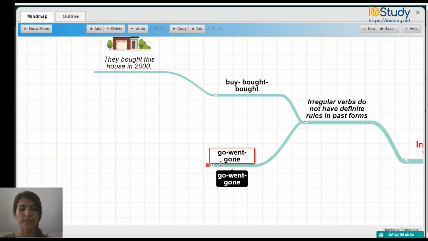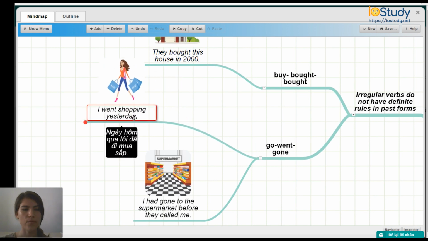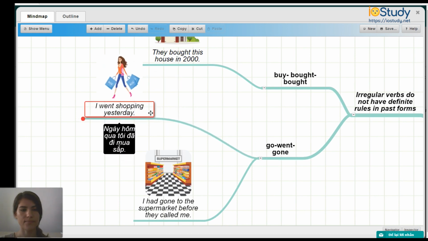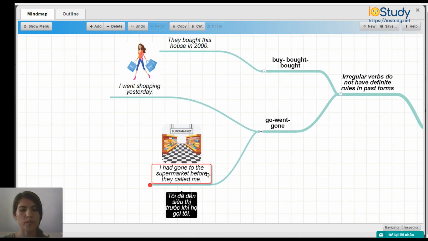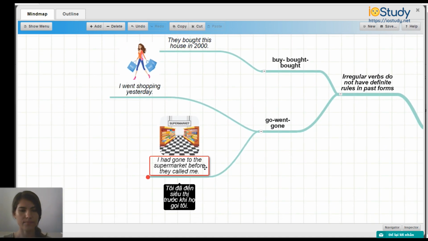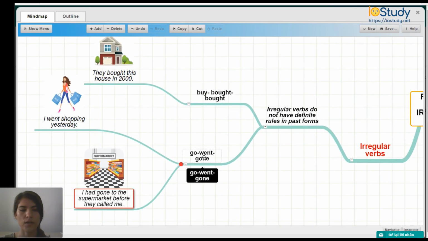And go, went, gone. I went shopping yesterday. And I had gone to the supermarket before they called me. So as you can see, these verbs don't have definite rules in the past form. They are irregular verbs. Go, went, and gone, buy, bought, and bought.